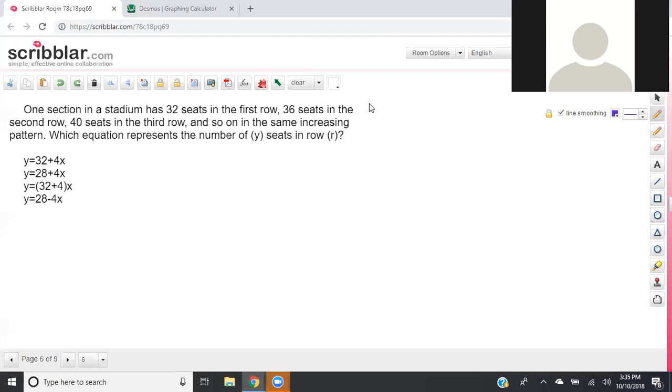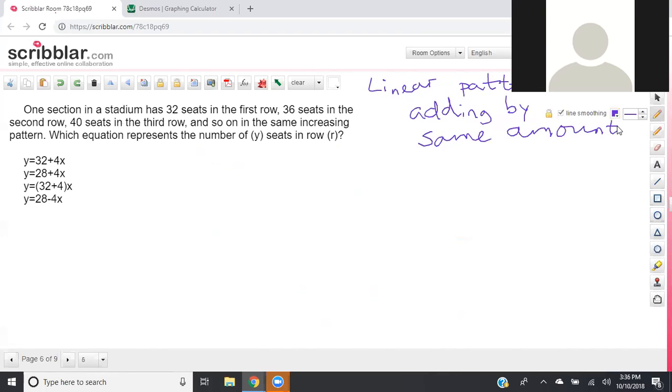Okay, so now this is exclusively a linear pattern. And linear patterns are always adding by the same amount. So we've actually seen one linear pattern before. It was the car saving one. We just added 200 every time. That's technically a linear pattern. So linear patterns are actually a little bit easier since they're mostly addition.